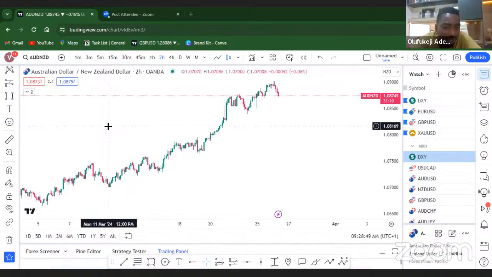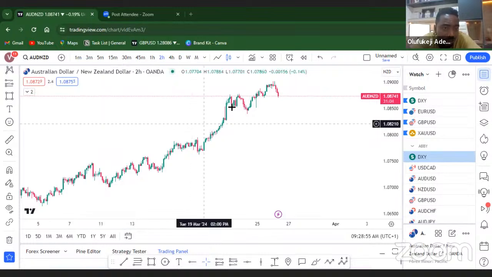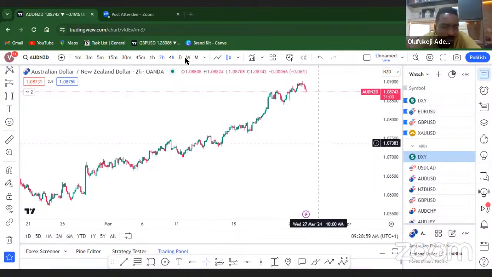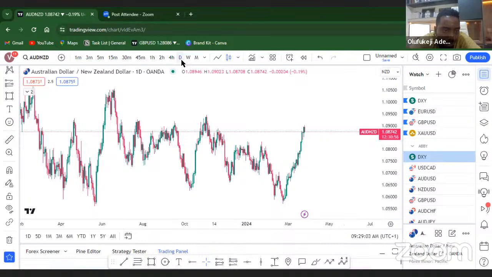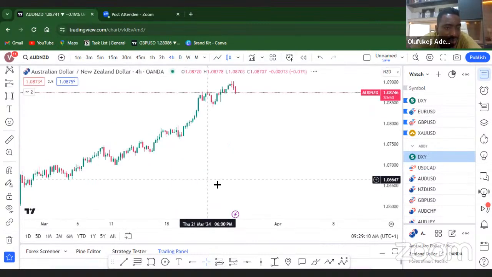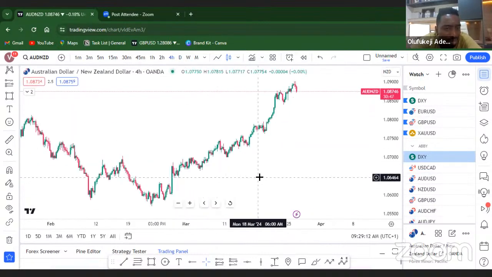AUD NZD. Okay. The trend is up. We see a shoulder, but we've not seen a clear sweep. So if I want to trade it, okay, this 2 hour, let's see it on daily or 4 hour. Daily is not clear. There's nothing clear on daily. Let's see it on 4 hour. Okay, so 4 hour, there's a shoulder, there's a sweep.